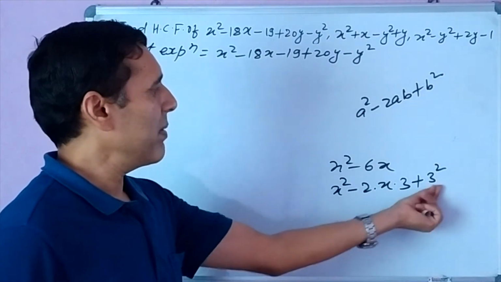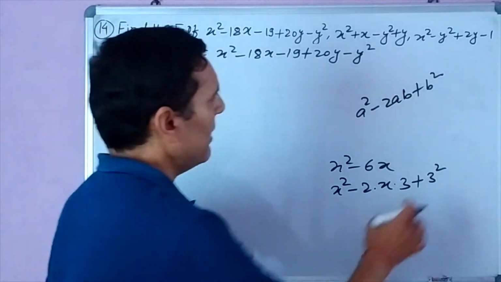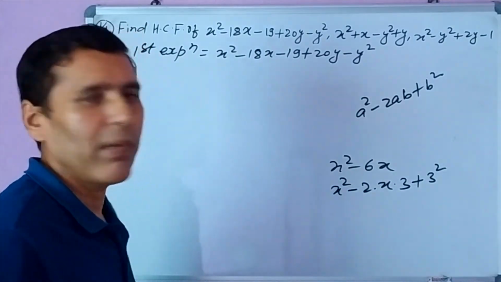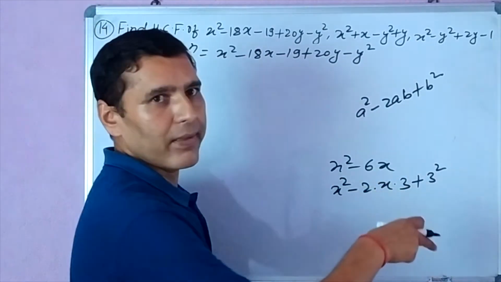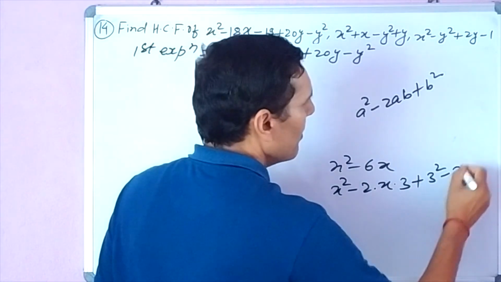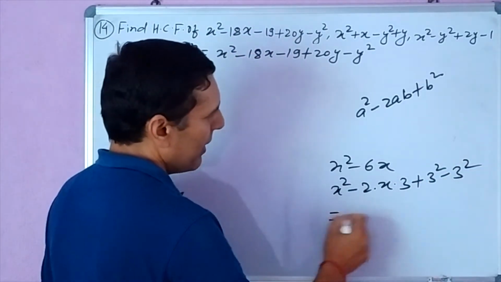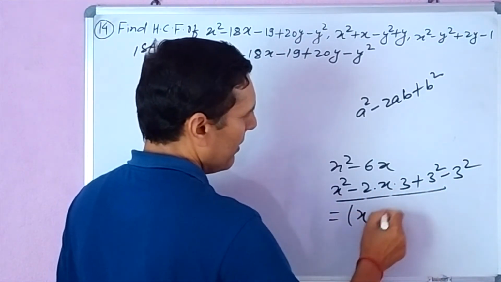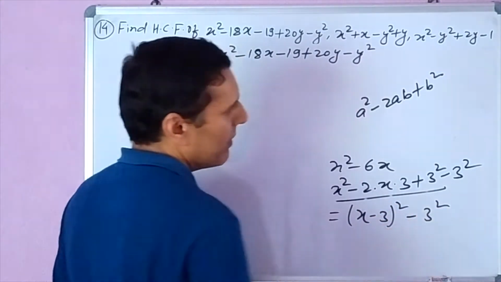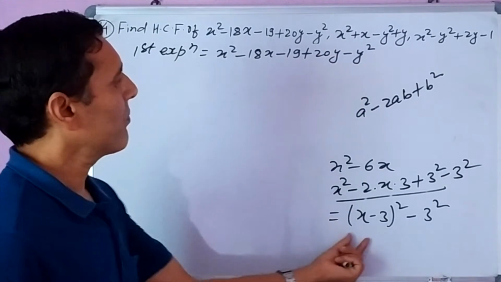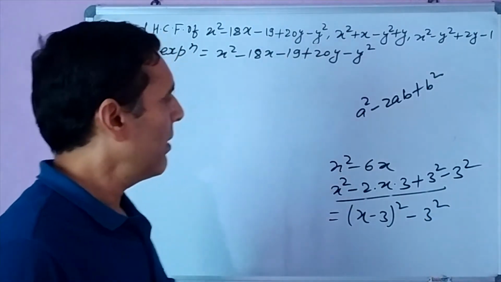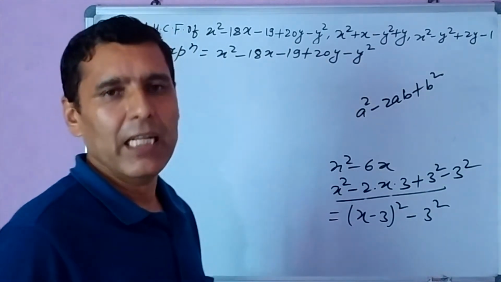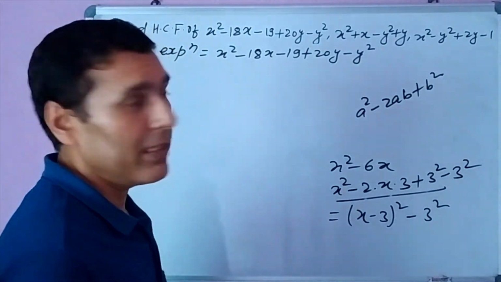Now it is in a square minus 2ab plus b square form, but this 3 square is not present in the given question. We have only two terms, x square minus 6x. So to balance this 3 square, we have to subtract 3 square. For this much, a square minus 2ab plus b square, we can write x minus 3 whole square, a minus b whole square, and minus 3 square as it is. Now we can use a square minus b square here. This is one technique for factorizing the expression. Sometimes it is very useful, just like in this question.